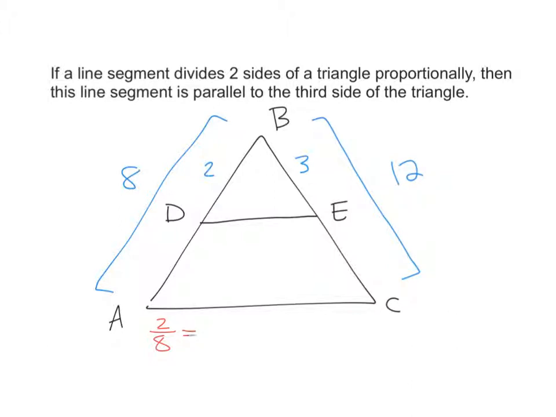2 over 8, does that equal 3 over 12? Yeah, 1/4 equals 1/4. So that tells me that AC is parallel to DE.